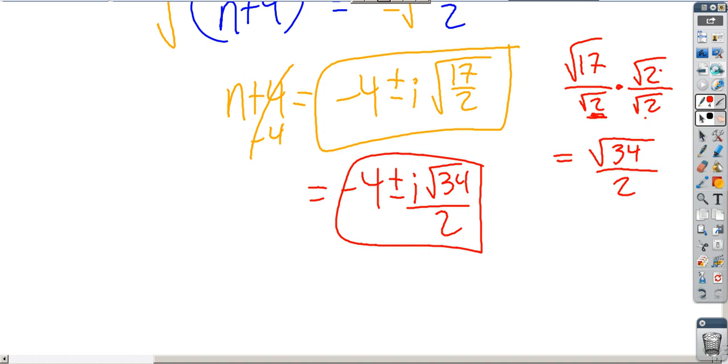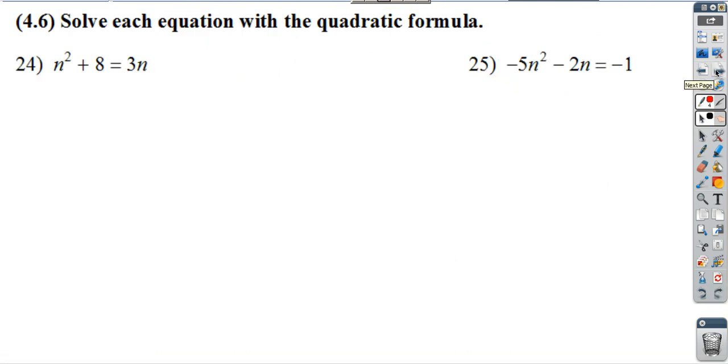Alright, we'll pause here, and in the next video we will work on these quadratic formula problems that you see right there.